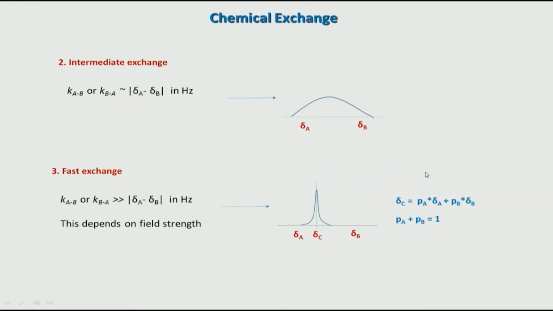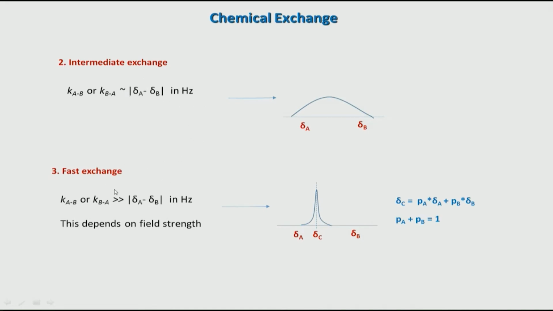When we go to intermediate exchange, the situation will be slightly different. There you will see a broad peak covering both the chemical shifts of state A and state B. This is the intermediate situation where the rate of exchange of the two systems is coming close to the chemical shift difference calculated in hertz.